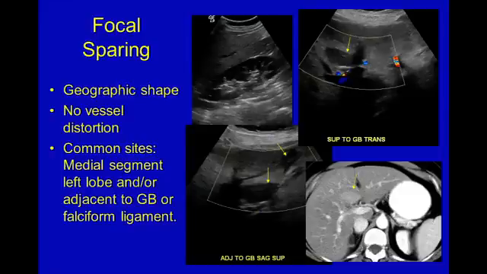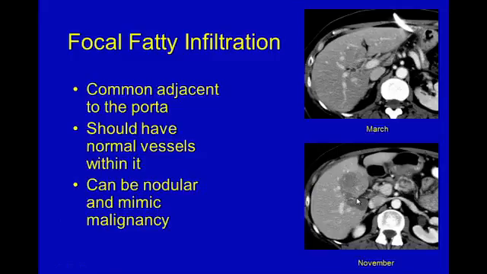There are a couple of other things about fat that we need to address. One is that there are areas of focal sparing that can mimic masses. And the clue to this is that you've got something that's got a geographic shape that has a flat edge. There's no vessel distortion. The vessels pass through this normally. And there are some common sites, the medial segment of the left lobe, or areas next to the porta, areas next to the gallbladder, and areas next to the falciform ligament. And this is the corresponding CT, where the attenuation is slightly greater in this area that is not involved by fatty infiltration.